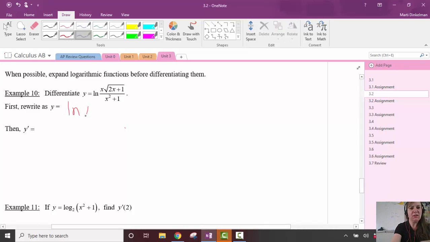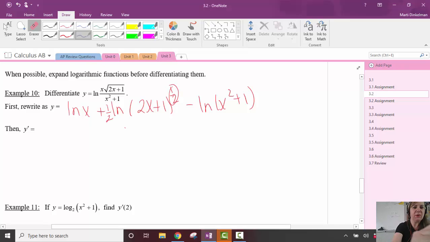So remember that multiplication in logarithms is really addition. I'm also going to write that square root as having an exponent because we know something happens there. And then division is really subtraction, and that's all because really logs are talking about exponents. So the next thing that gets to happen is that 1/2 can actually just pop down here and become a coefficient, and that will make it so we don't have to do chain rule there.